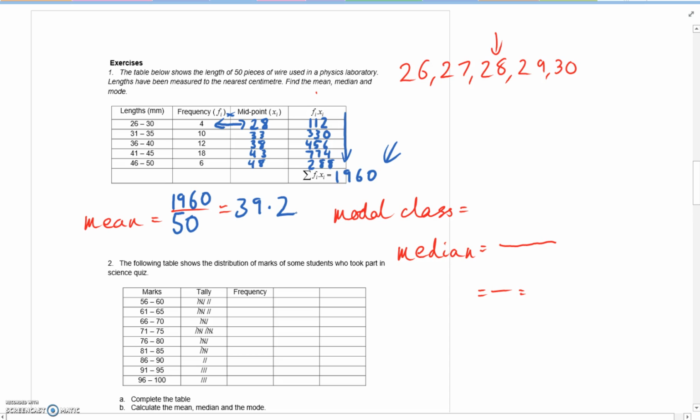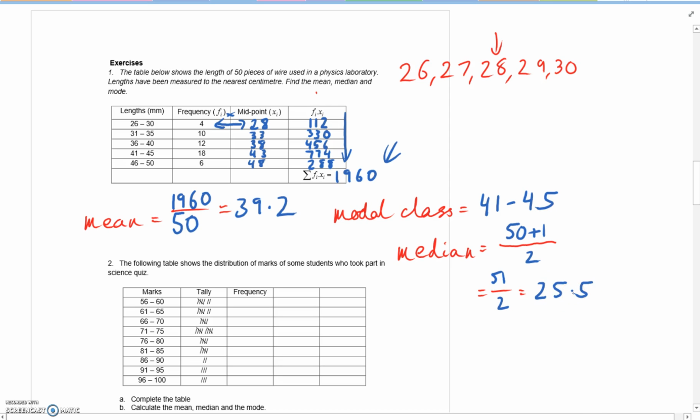The modal class, I forgot to mention this before, is just the class with the most frequencies in it. So the modal class here would be 41 to 45. And to find the median, we do the number of frequencies plus 1 divided by 2, which gives us 51 over 2, which is 25.5.